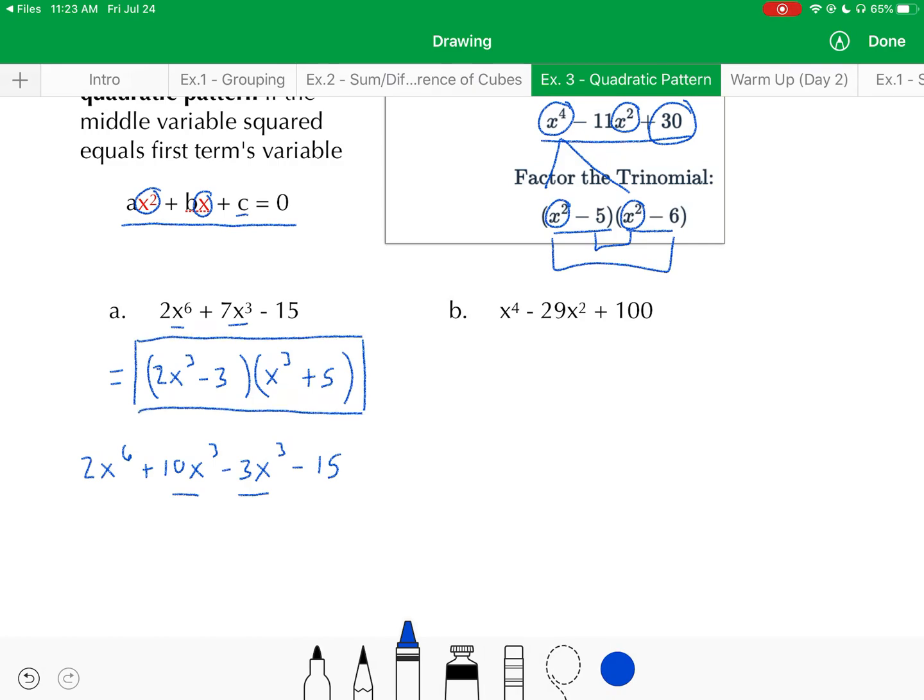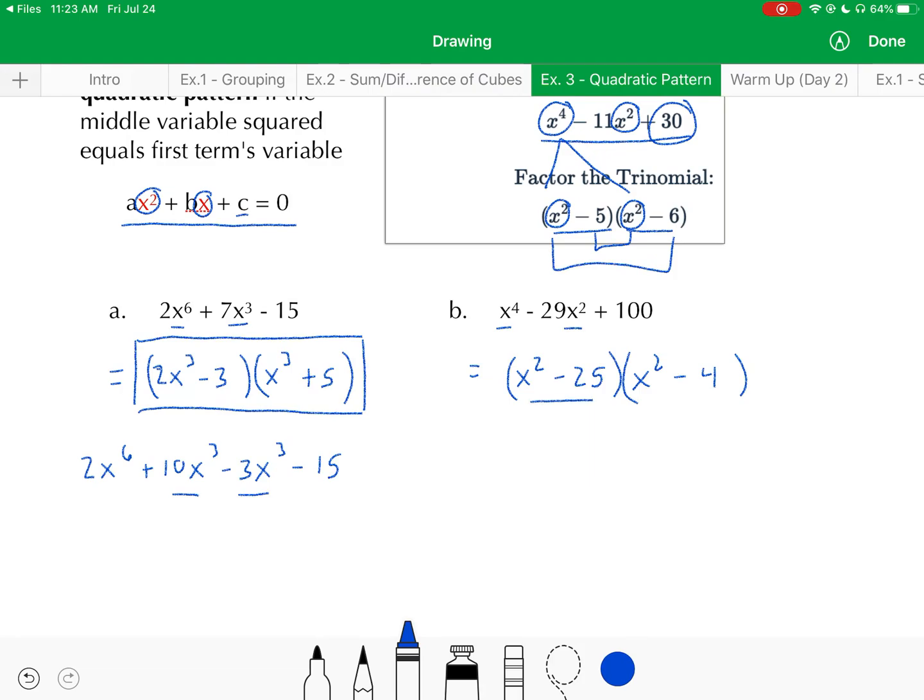All right. Second example there. Again, notice this is a quadratic pattern because you have a constant of 100. If I square x squared, I end up with x to the fourth. So if this factors, both factors are going to have to begin with x squareds. And then I'm going to need to follow those up with two numbers that multiply to 100. What it's going to end up being is a -25 and a -4. Notice, again, if I do outside and inside parts of FOIL, that'll lead me to the middle term of the trinomial, -29x squared. Okay. Now, don't stop here.